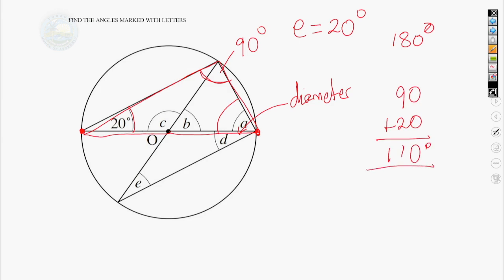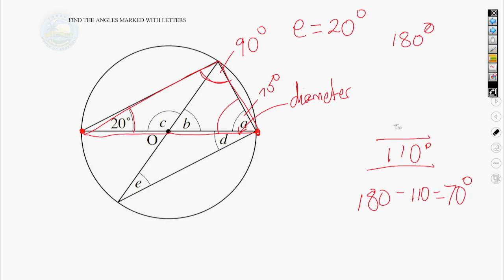That means that A would be the difference between 110 and 180 degrees. And the difference between those two numbers is 70 degrees. So it means that A has a value of 70 degrees. Now let's continue to move on.